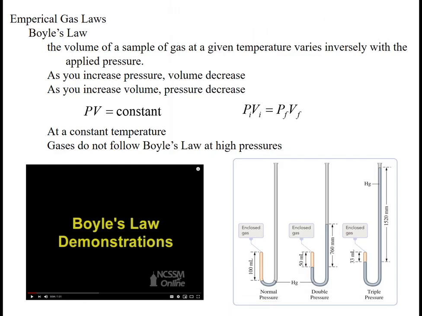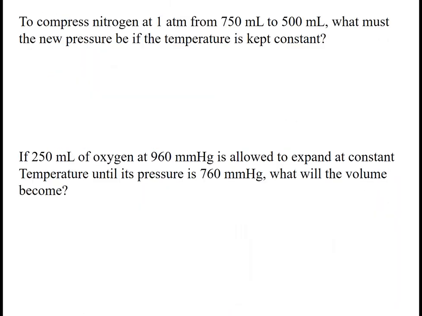Okay, now let's do some problems like that. The first one is to compress nitrogen at 1 atmosphere from 750 milliliters to 500 milliliters. What must be the new pressure if the temperature is kept constant? So here is the temperature is kept constant part.